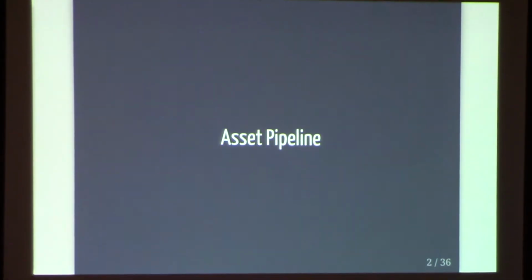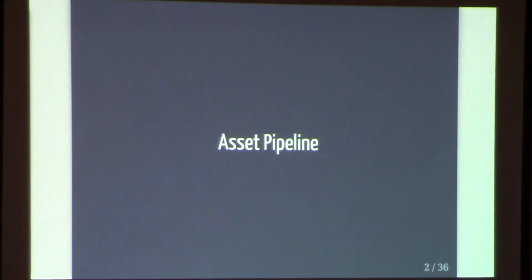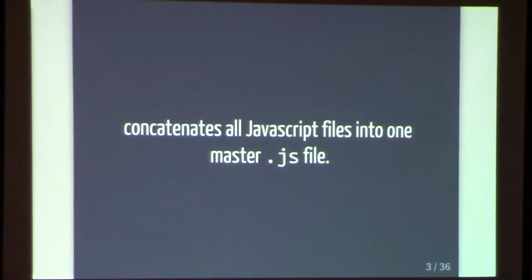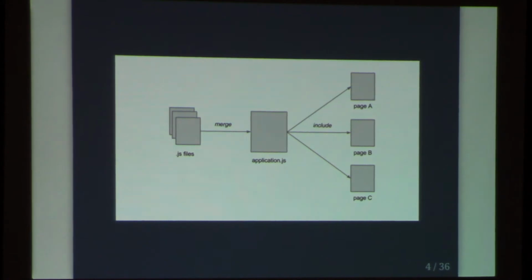So, before we talk about Paloma, let's talk a little about the asset pipeline, the Rails asset pipeline. One of its main features is that it concatenates all JavaScript files into one master.js file. So basically, during development, we have the freedom to organize our JavaScript into different files and different folders. But ideally, on production, every JavaScript file will be merged into one big application.js, and this application.js will be included in every single page of your application.